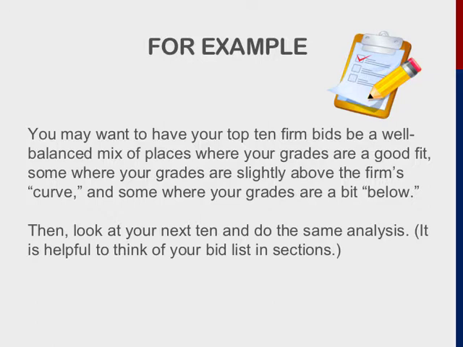With that in mind, go through your top 10 and look at how many of the firms you feel are a reach when you compare the firm pie chart to your own. It can be helpful to color code your list as you go through. For example, red for reaches, yellow for targets, and green for safeties. Now ask yourself whether you feel that your top 10 is a good reflection of your risk tolerance.